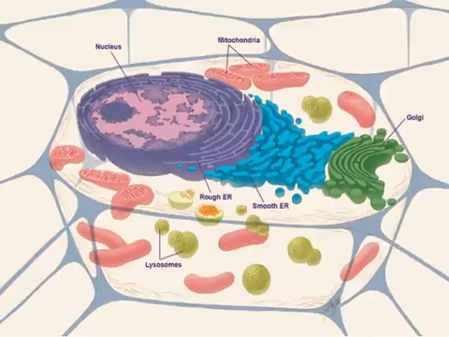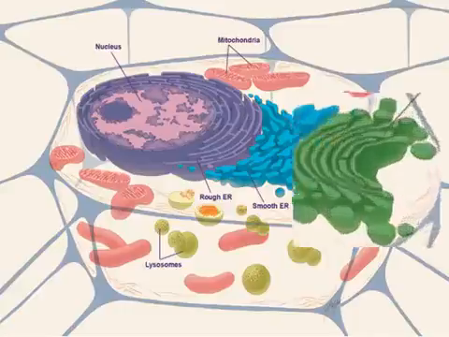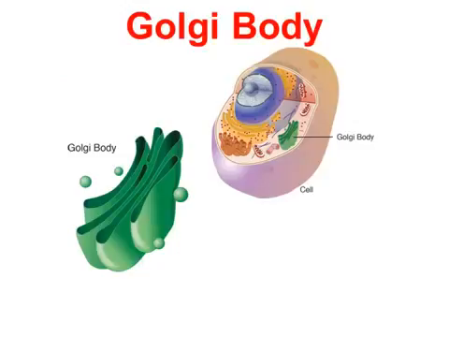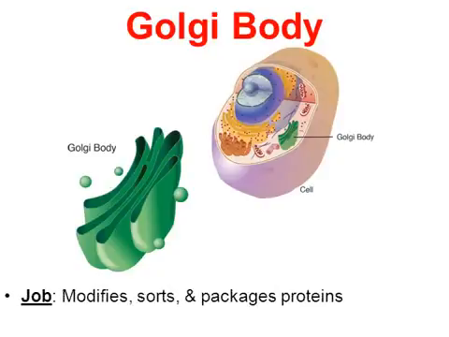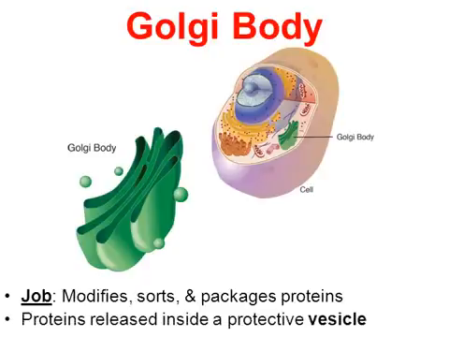So if we come back out here to our diagram, I've highlighted the flashing box of the Golgi body. Let's zoom on in to the Golgi body. You might often hear it called the Golgi apparatus or the Golgi complex. It's always going to be called Golgi because it's named after the scientist with the last name of Golgi who discovered it. The job of the Golgi body is to receive proteins that ribosomes made, modify them, sort them, and package them so they can be exported from the cell. The Golgi body will put the proteins into a protective little envelope known as a vesicle.